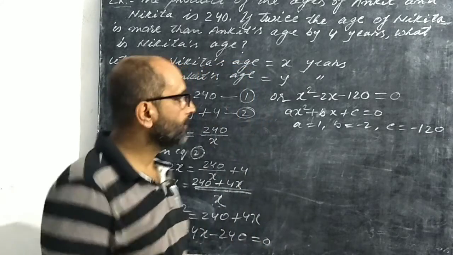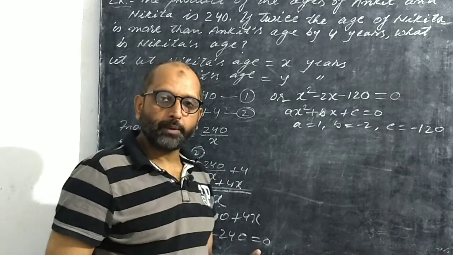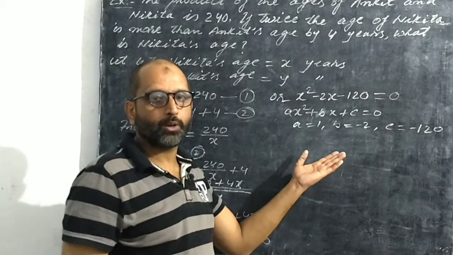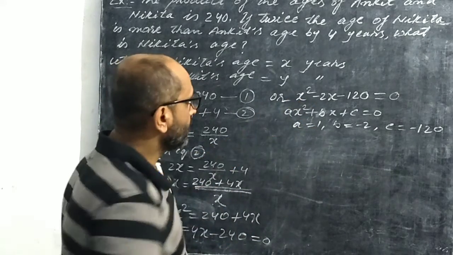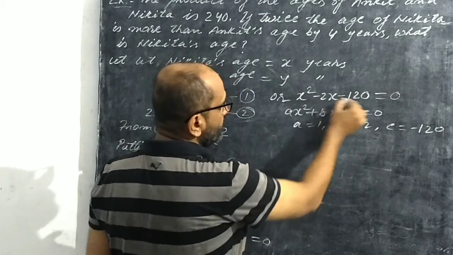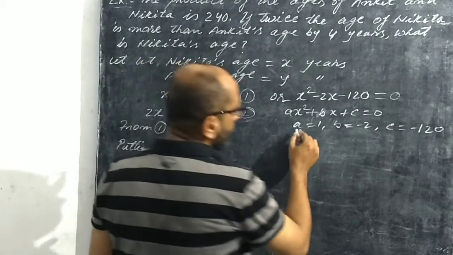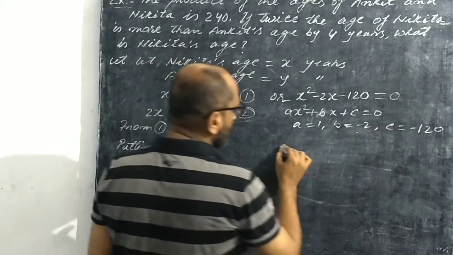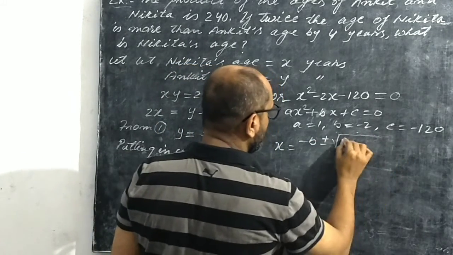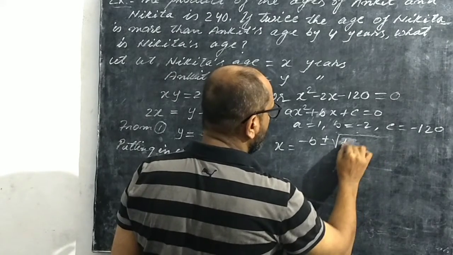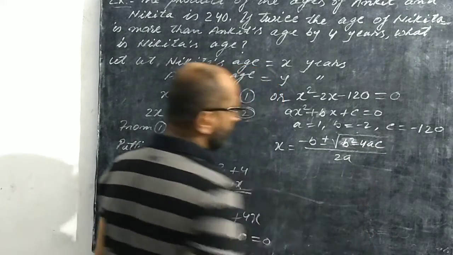So there are many methods to solve a quadratic equation. One is factorization method, and one is completing the square method. The third method is by using quadratic formula, which we are going to do. So any method you may use to solve this quadratic equation. By quadratic formula, we have to compare this quadratic equation with the standard quadratic equation, that is ax square plus bx plus c, and find the values of a, b, c. So as you know, by quadratic formula, x is equal to minus b plus minus under root b square minus 4ac upon 2a. This is the quadratic formula.